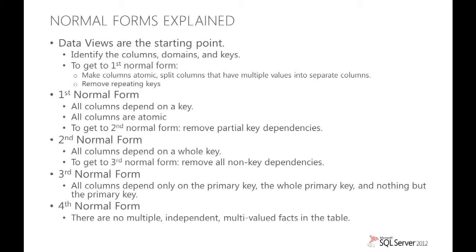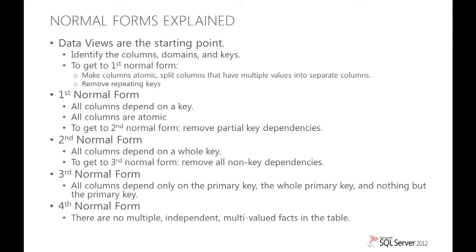The other thing you're looking for at this time is if you've got any sets of columns that repeat multiple times, or keys that repeat multiple times, and we'll see an example of that in our exercise. You want to move those repeating groups of columns out into a separate table. So once you have applied those two rules, you've got first normal form, and you'll be in a state where all your columns depend on a key and all the columns are atomic.